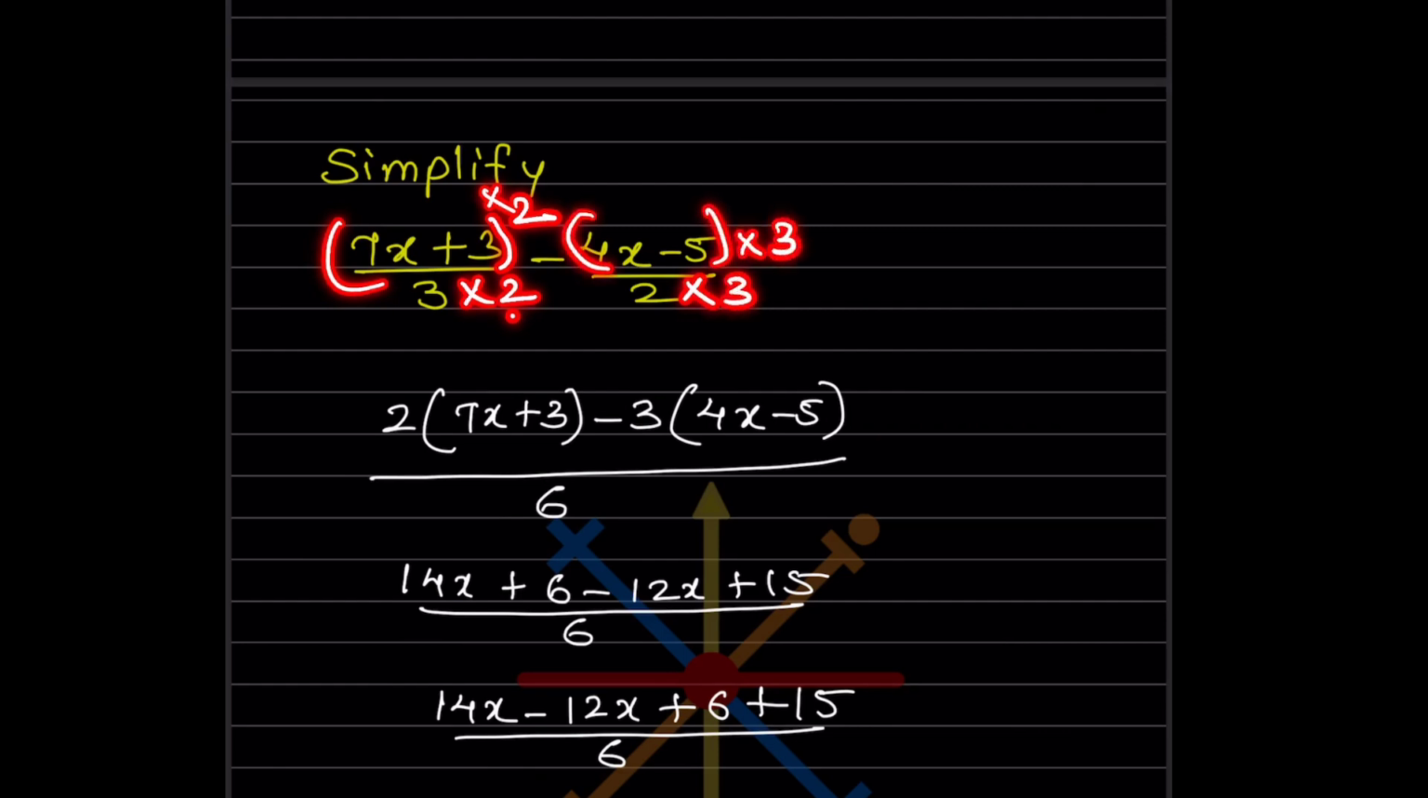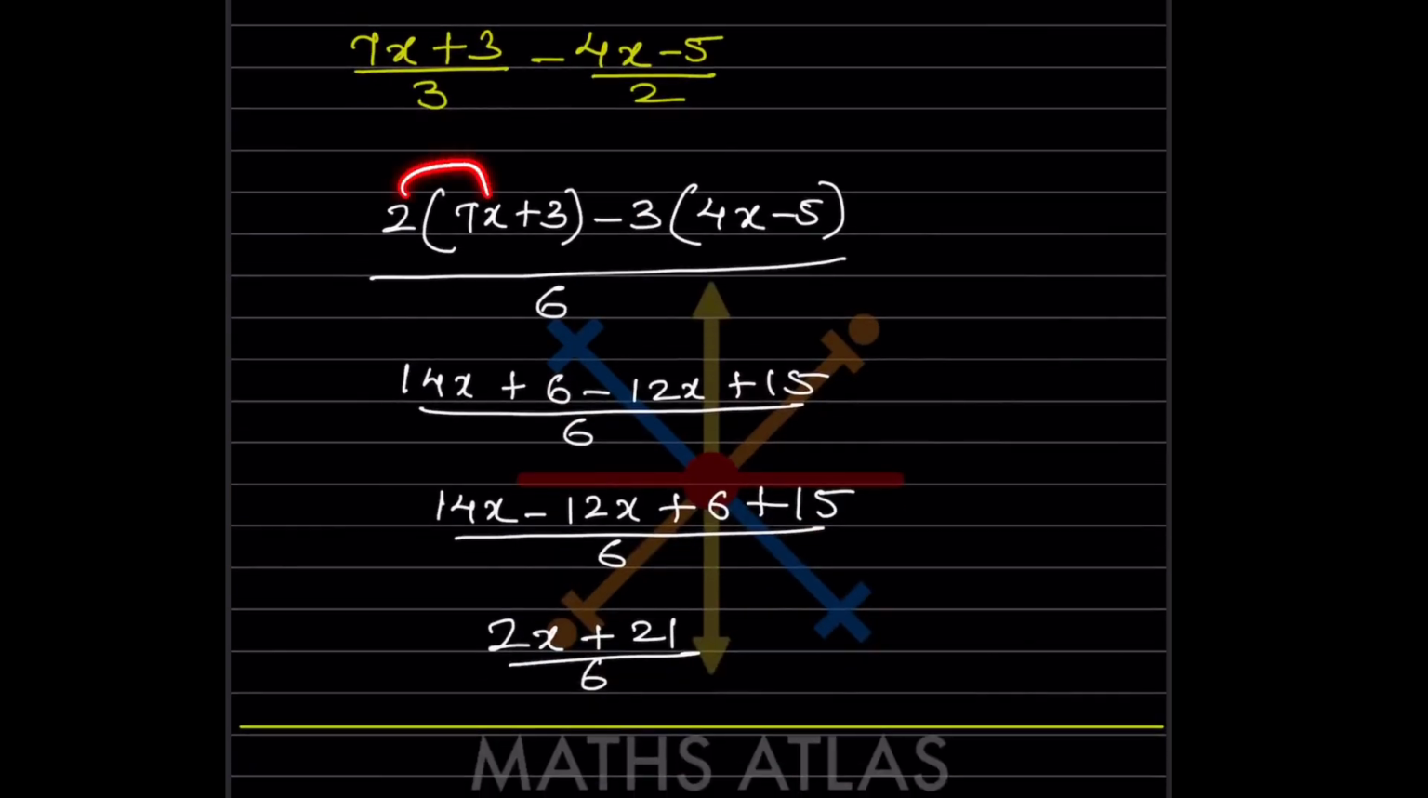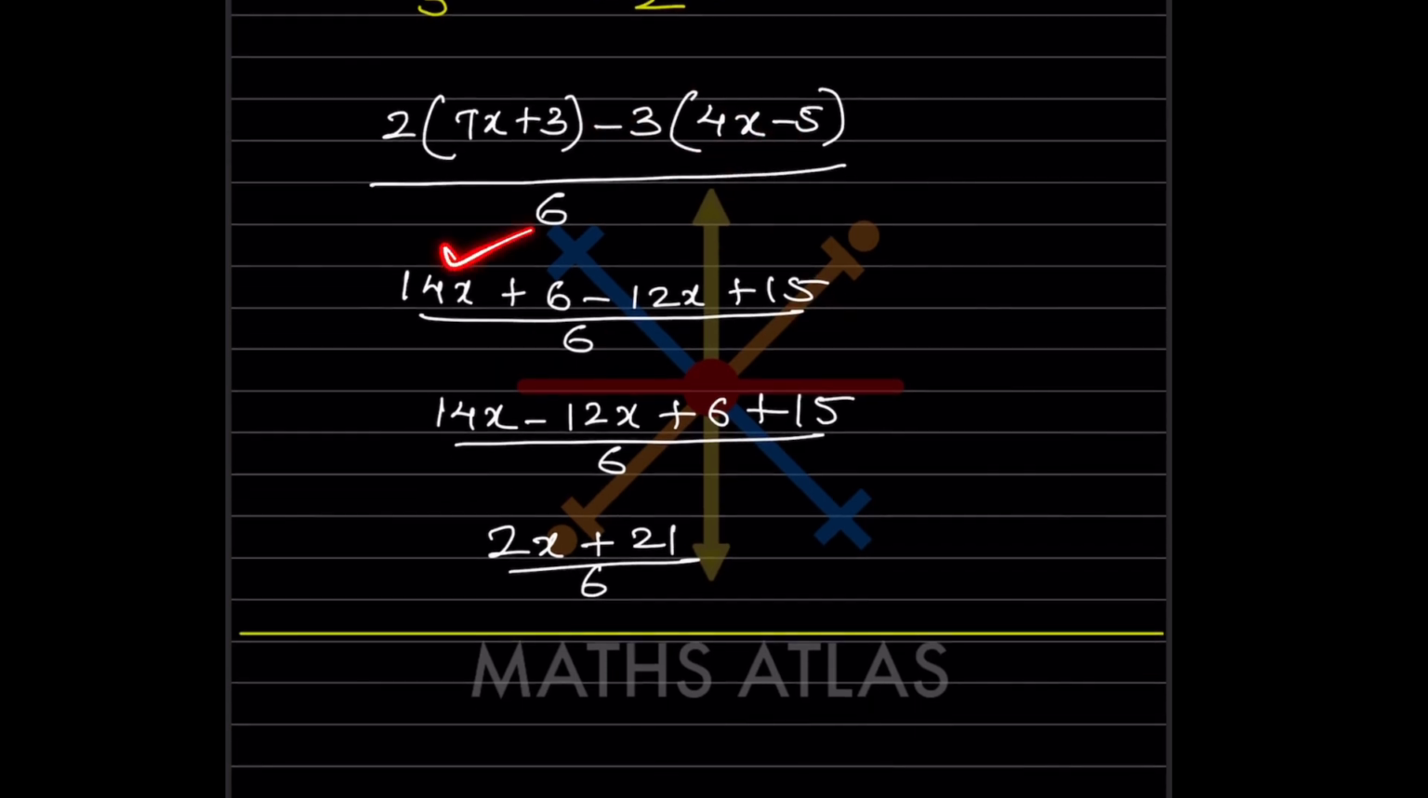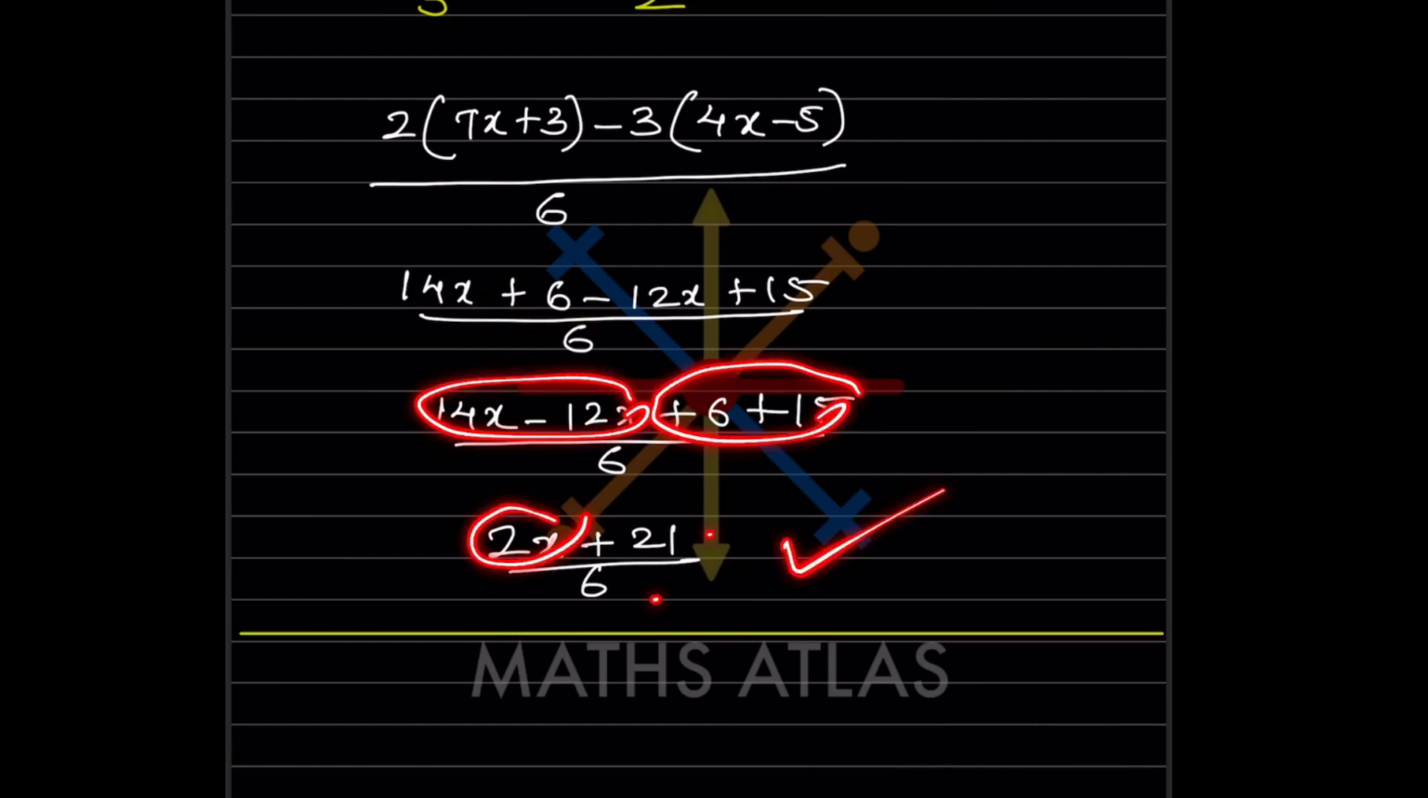So now what will you do here? 2 into 7x plus 3, this is what is written over here, minus 3 into 4x minus 5, that is what is here. And the denominator is 6, means the LCM is 6. So now we are going to expand it. That will be 14x plus 6, because this is a minus sign, minus 12x, and here minus minus becomes plus, plus 15. 3 5s are 15, divided by 6. Now let us bring the x terms together: 14x minus 12x plus 6 plus 15. So this is going to be 2x plus 21 by 6. So this is the answer.